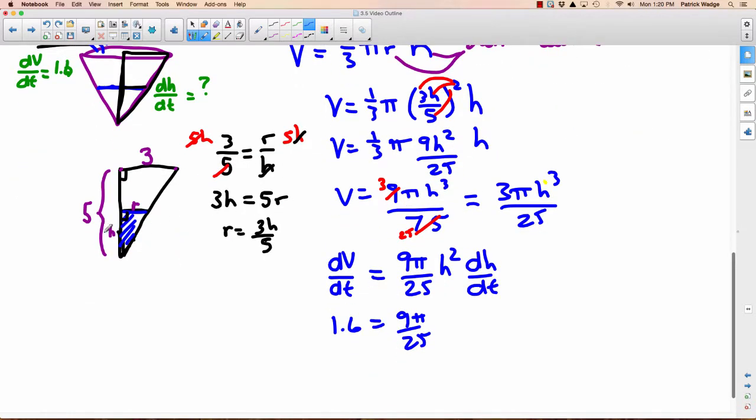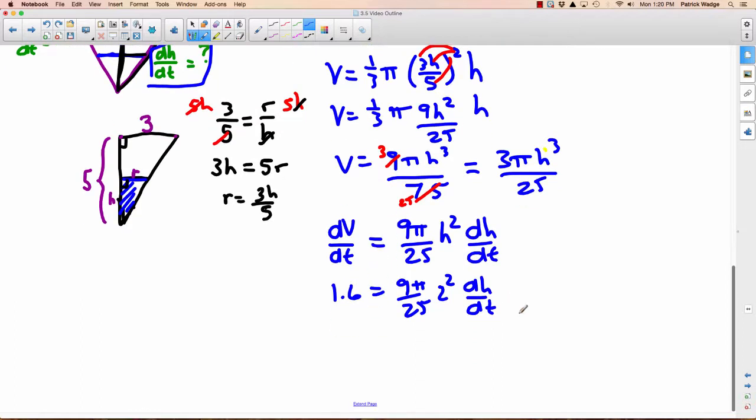Notice I didn't plug 2 in here. Again, that's where people get into trouble. When they draw this drawing, they put a 2 in at this point. No, you're saving that until the end. So we have 2 squared, and then dH/dt. Do I know that? That's what I'm trying to figure out, right? So dH/dt right here. Just need to isolate the dH/dt, and I'll be done.